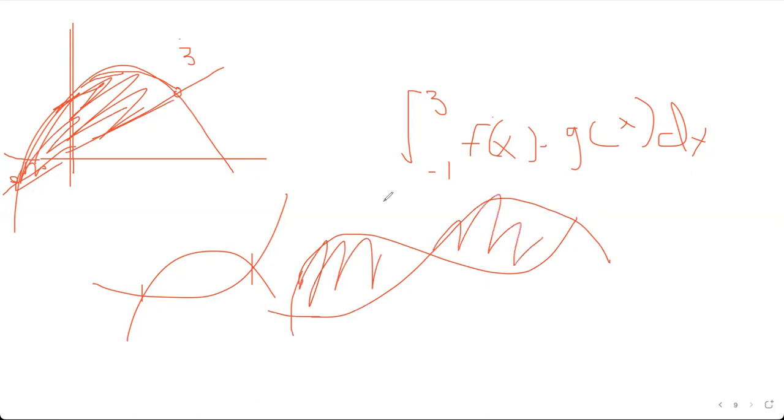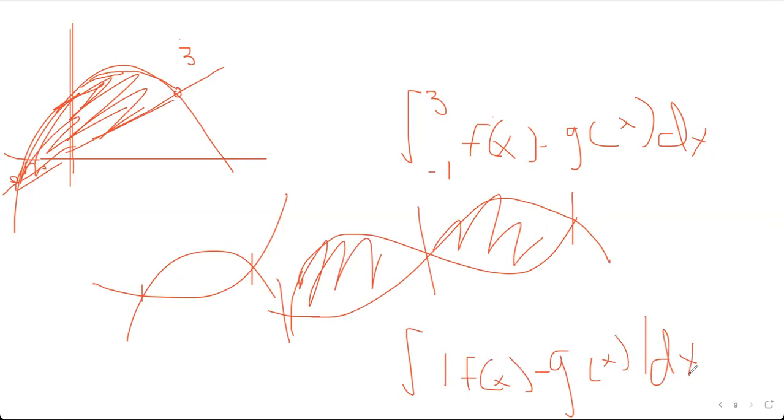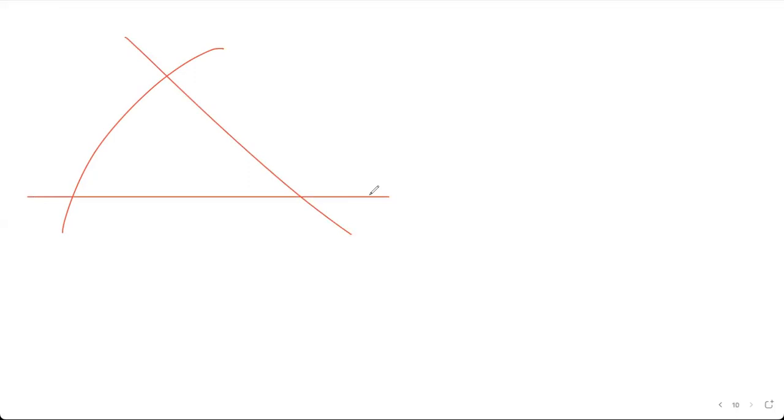Well, either you can split it into multiple integrals, which is probably the safest way to go. You could technically do absolute value of f of x minus g of x in the integral. That is not recommended, but you could technically do it. I would separate it into multiple integrals and add them up, because this also works when you have more than two curves. Let's say you have something like this, or to make it even harder, something like that.